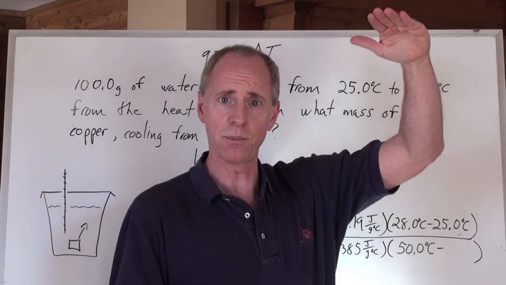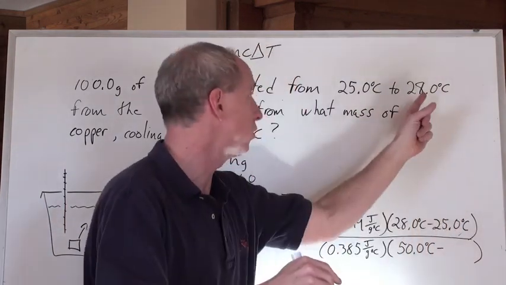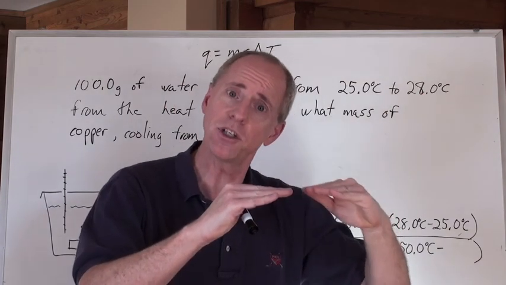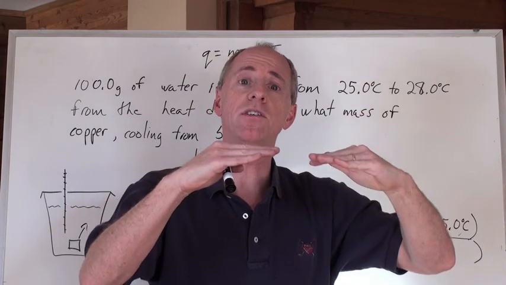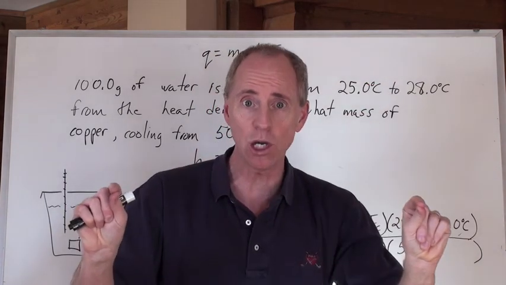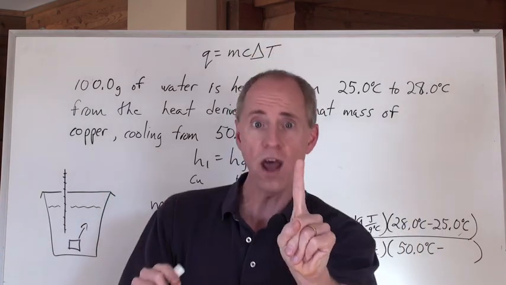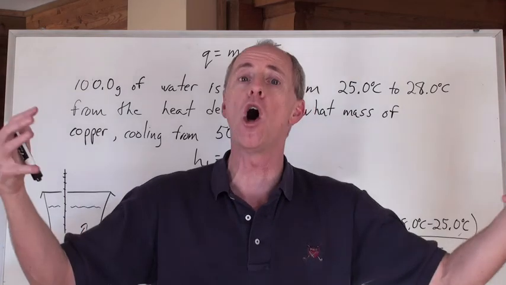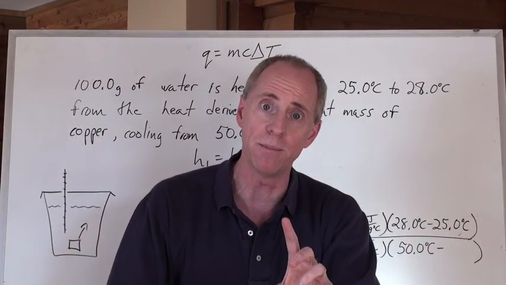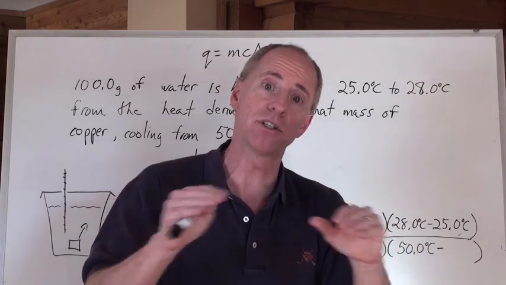Well, yeah, we were. You just have to be really careful with questions like this and understand one simple principle. If the temperature of the copper is going down and the water is going up, and I tell you that the final temperature of the water is 28, well, that's the final temperature of the copper too. Everything comes to something called thermal equilibrium, and when thermal equilibrium is achieved, there's just one final temperature. There might be initial temperatures of a bunch of different things, but they'll all come to thermal equilibrium.